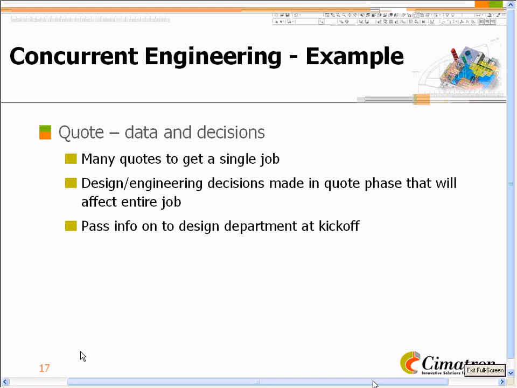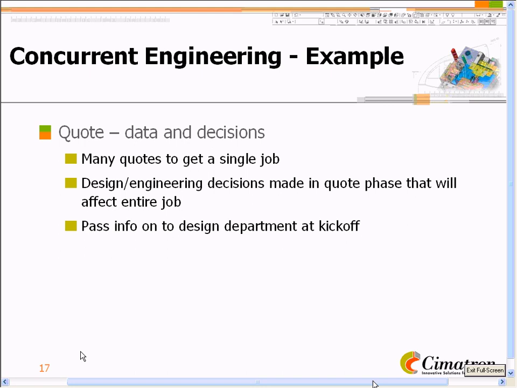We're finding in most mold shops it requires many quotes just to get a single job. And decisions are made in the quote phase that could affect the entire job.